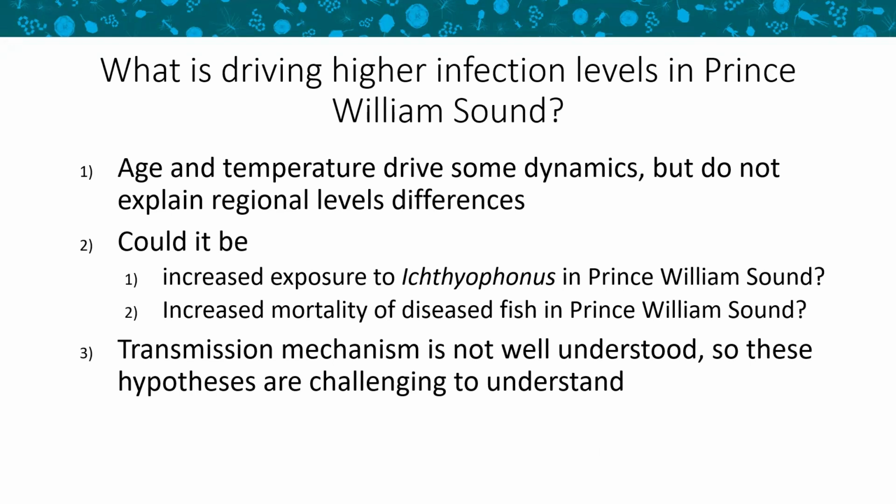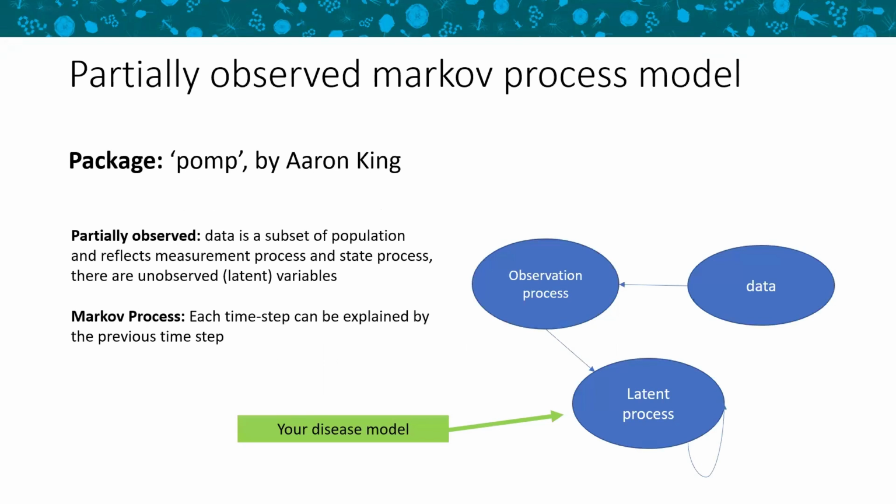To get at this question a little bit more, we used an approach called a partially observed Markov process model. And it sounds very complicated, but to break it down, partially observed is just referring to the fact that we're just observing a subset of a population, and that subset reflects the whole population. That could be the 60 fish we sample every year, or the small amount of fish that are collected to estimate the population size. It's a partial observation.